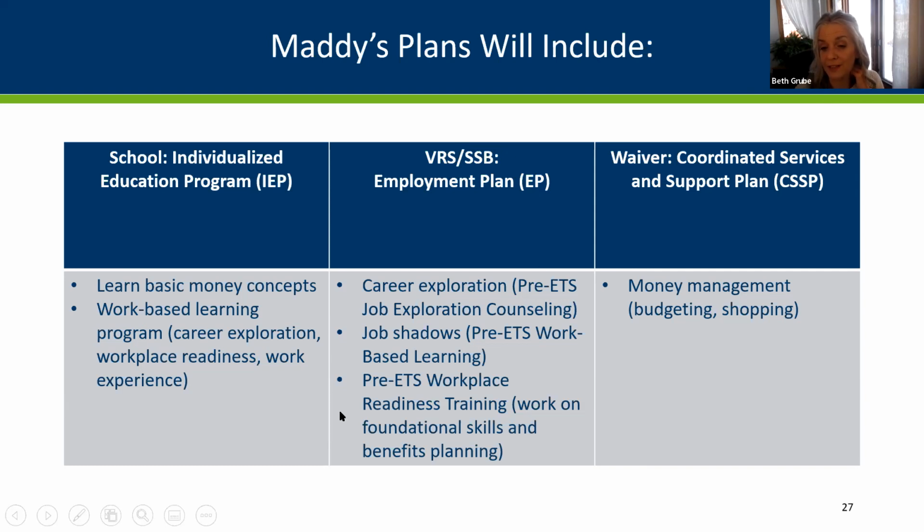Voc Rehab is going to assist with any additional career exploration, which could be within the category of pre-ETS job exploration counseling, job shadows, which is in the category of pre-ETS work-based learning, and then pre-ETS workplace readiness training items that include the foundation or soft skills and benefits planning. And then the waiver is going to assist with money management, such as budgeting and shopping through the waiver service. So that's really what that looks like then. So carrying that information from the inventory over into all of our plans, and then making sure we're sharing those plans with the student, and then the student is also sharing them with the whole team.